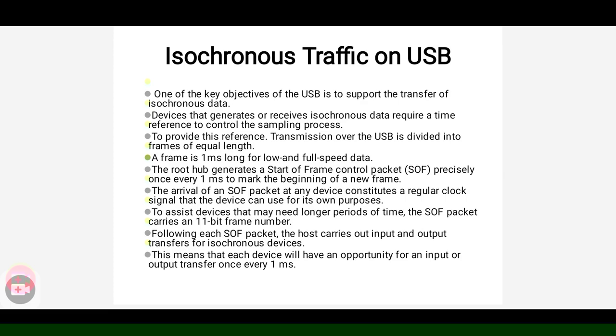The root hub generates an SOF packet, that is start of frame control packet, precisely once every 1 ms to mark the beginning of a new frame. The arrival of an SOF packet at any device constitutes a regular clock signal that the device can use for its own purpose. Actually, the SOF packet carries an 11-bit frame number. Following each SOF packet, the host carries out input-output data transfer for isochronous devices. This means that each device will have an opportunity for an input-output transfer once every ms. So the main traffic on USB is isochronous traffic.